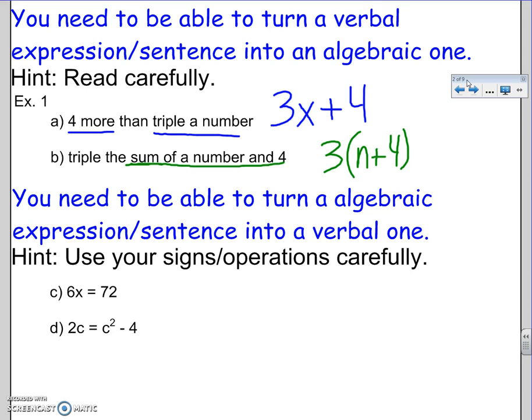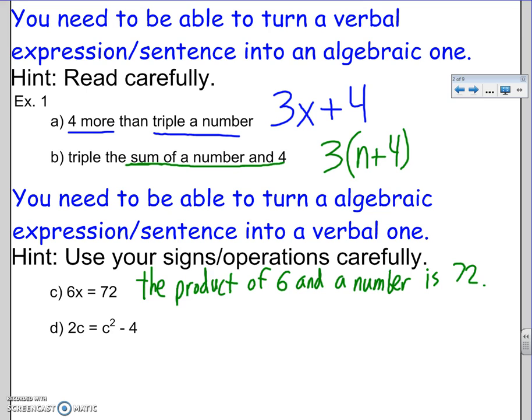So I see 6x. That's 6 times x, or to be more precise, that's the product of 6 and x. So the product of 6 and, instead of x, I'll say a number. And the other side is equals 72. You could say equals 72, or you might just say is 72. So that's the same math expression or equation in a sentence form.